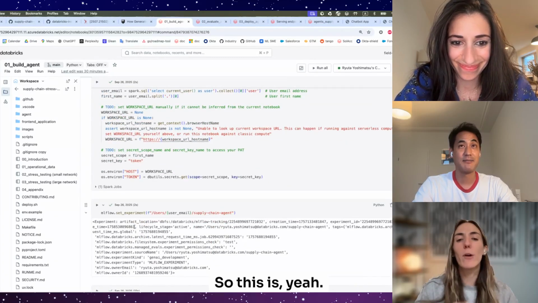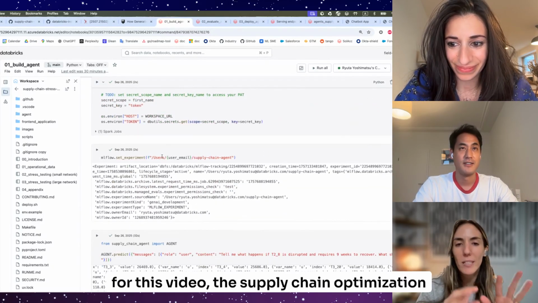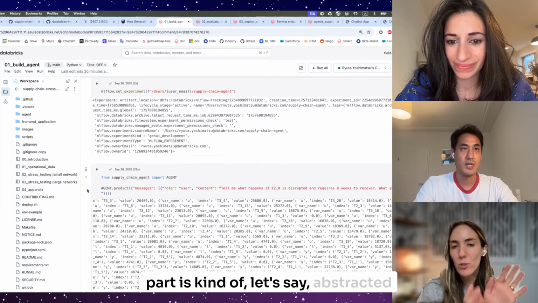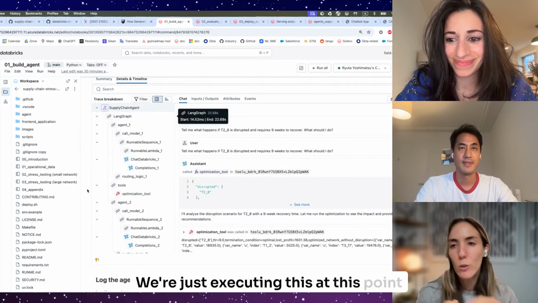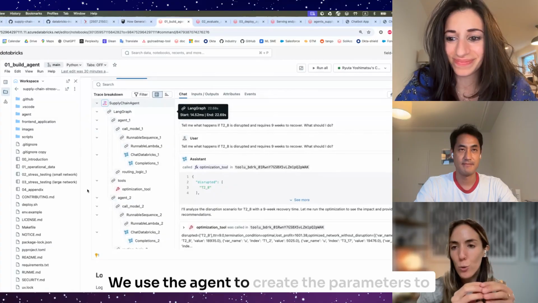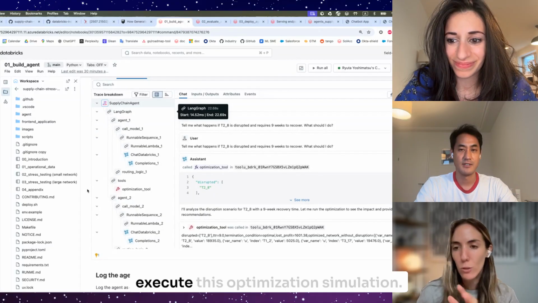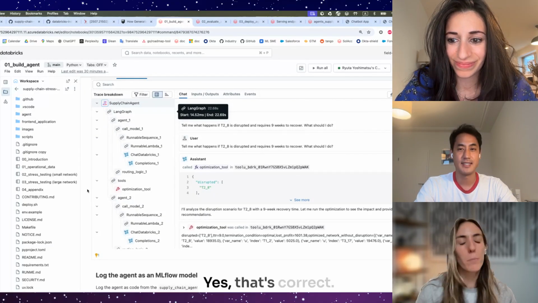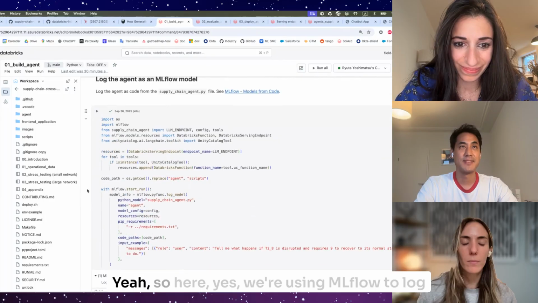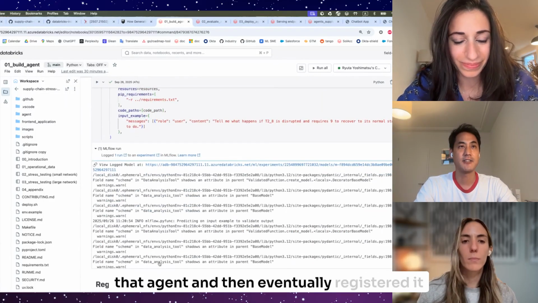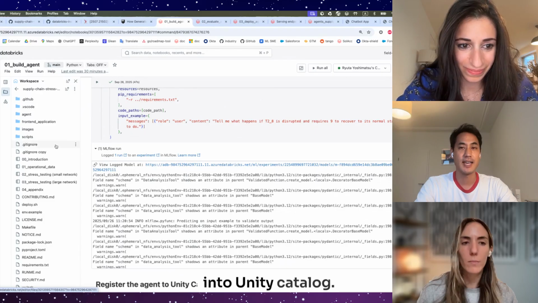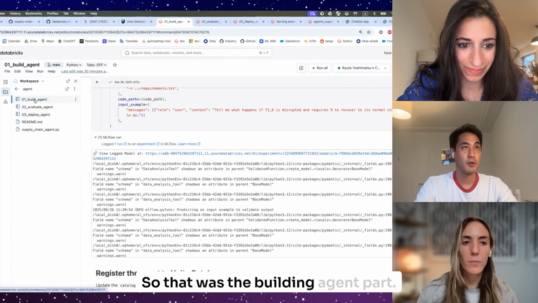So for this video, the supply chain optimization part is kind of abstracted because we have a deep dive in another video. We're just executing this at this point through the agent. We use the agent to create the parameters to execute this optimization simulation. Yes, that's correct. So here we're using MLflow to log that agent and then eventually register it into Unity Catalog. So that was the building agent part.